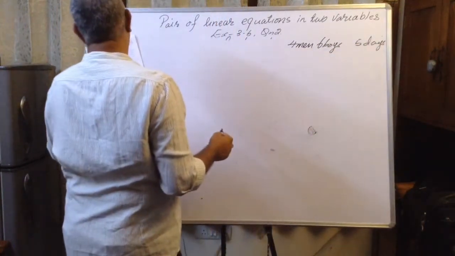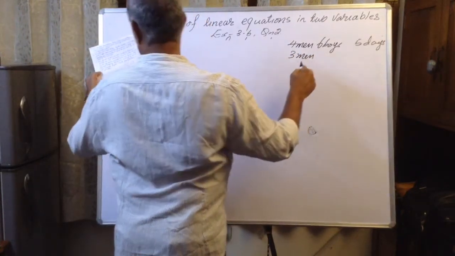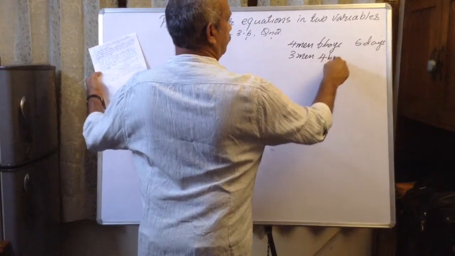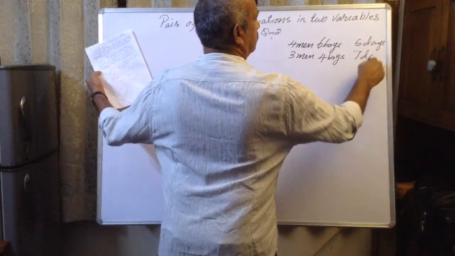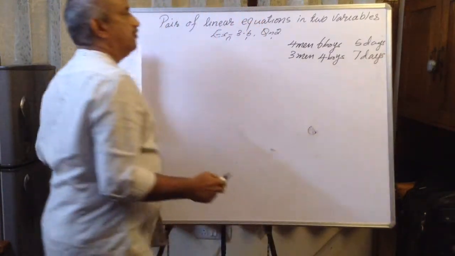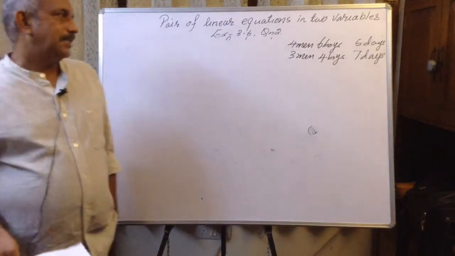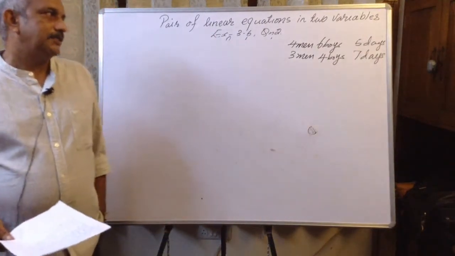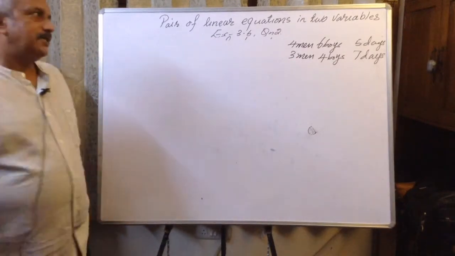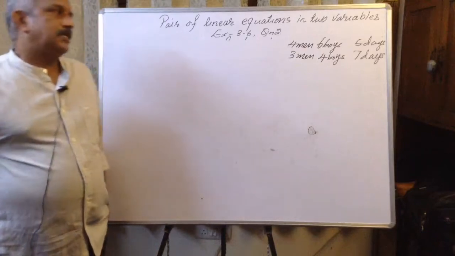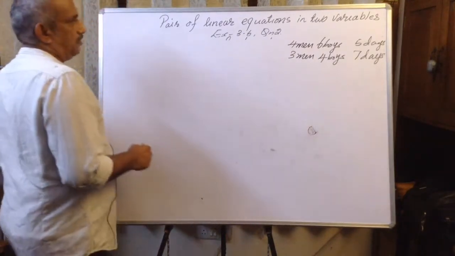And while 3 men and 4 boys can complete the work in 7 days. See, 4 men and 6 boys can complete the work in 5 days, and 3 men and 4 boys can complete the work in 7 days. Question is, what is the time taken by 1 man to complete the work and 1 boy to complete the work?